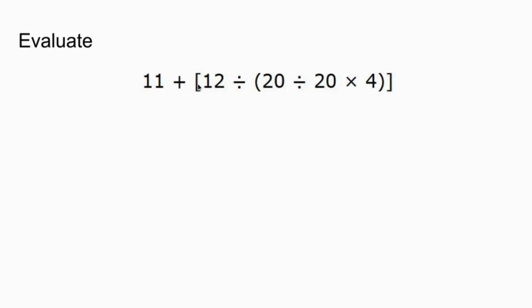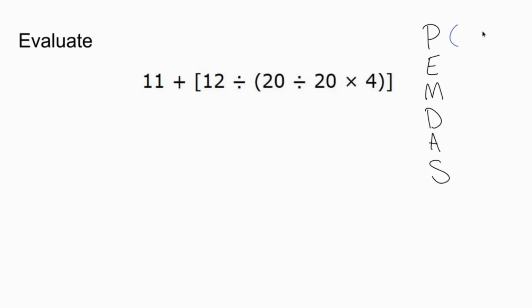Evaluate 11 plus bracket 12 divided by parentheses 20 divided by 20 times 4, close parentheses, close bracket. So whenever you see all these parentheses and a bunch of numbers and a bunch of operations, you're going to use what's called the order of operations. And I remember the order of operations by using something called PEMDAS. Now, what does that stand for?